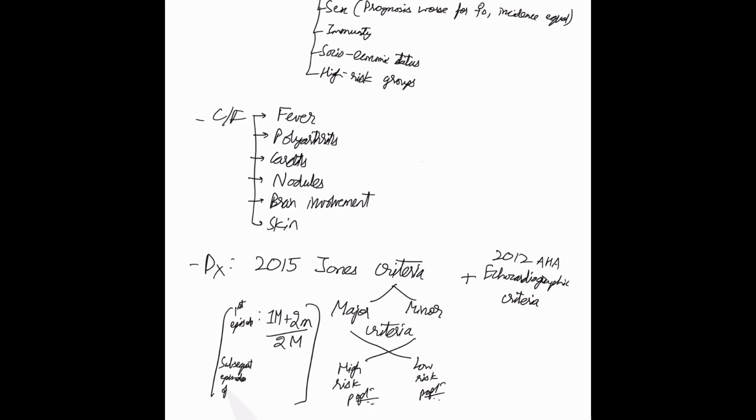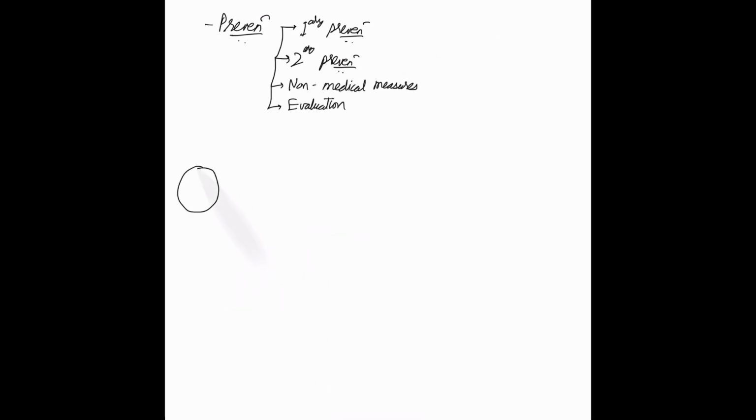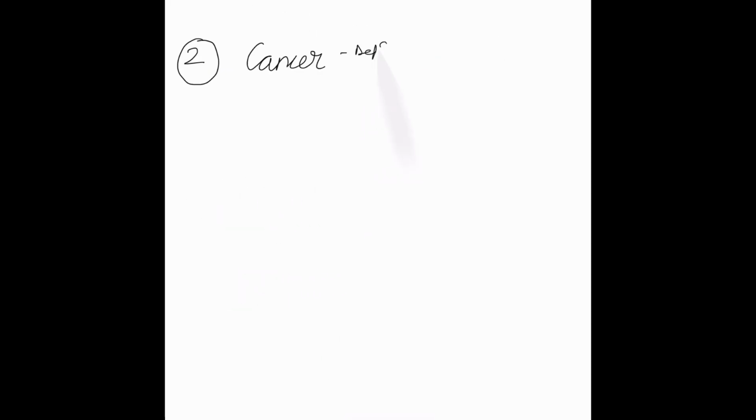So for the first episode, 1 major criterion and 2 minor criteria, or 2 major criteria, are sufficient for a diagnosis of a case, and for subsequent episodes you need 2 major criteria, or 1 major with 2 minor, or even 3 minor criteria would do. So prevention involves primary prevention, secondary prevention, non-medical measures, and evaluation.